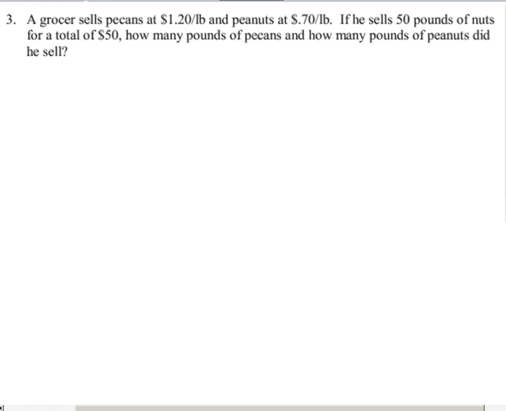All right, in trying to identify what kind of problem we're working with, and considering the first two that we worked, let's see if there's any consistency between this problem and those first two. You've got a grocer that sells pecans at $1.20 a pound and peanuts at 70 cents a pound. If he's selling 50 pounds of nuts for a total of $50, how many pounds of pecans and how many pounds of peanuts did he sell?